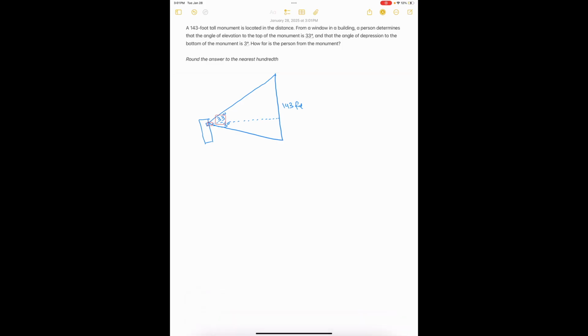So now I'm going to give names to the sides so it's easy for me to identify. I'm going to name this X, and then I'm going to name this portion of the building Y. And this portion of the building is going to be 143 minus Y. Now, I will look at two specific triangles. The first triangle I'm going to look at is this triangle right here. This is a right triangle.